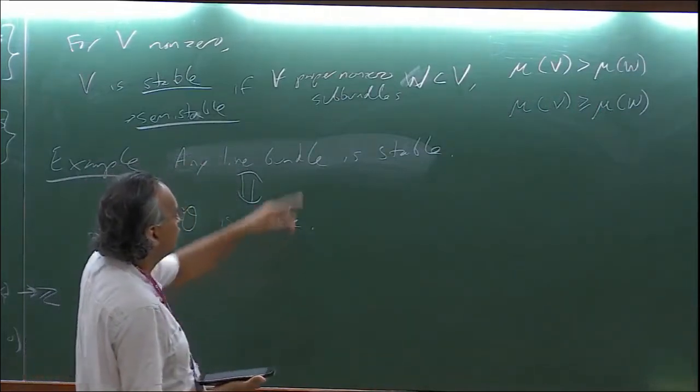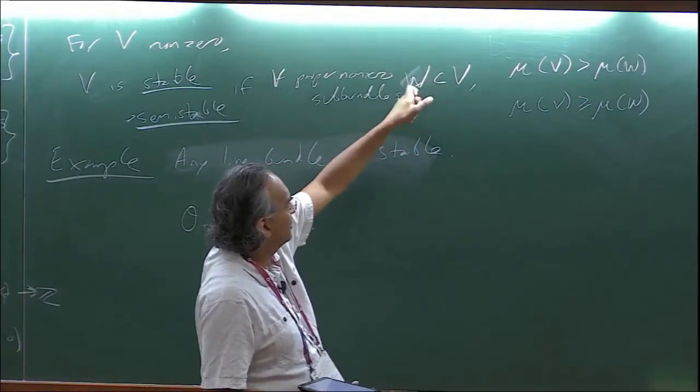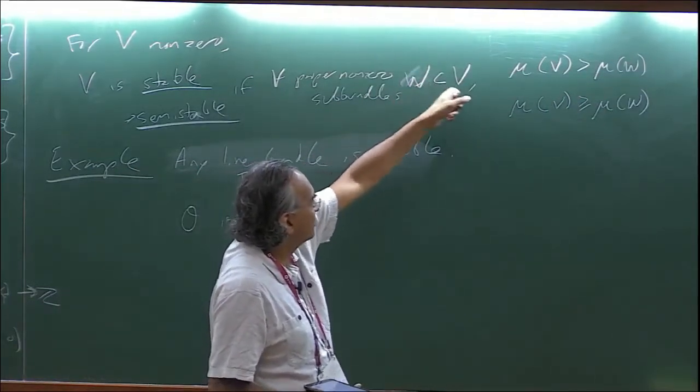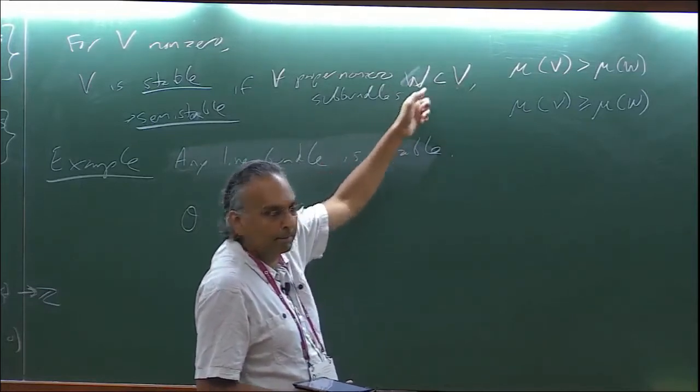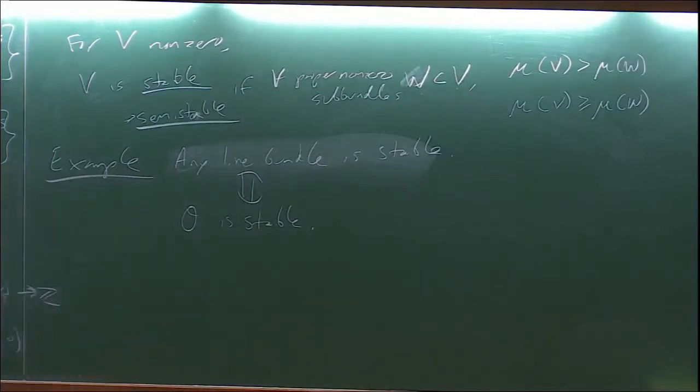Because if you have an inclusion of two line bundles, you can twist by the dual of this one so that you're in the situation where you're just looking at subbundles of O. And then the fact that O is stable essentially is a consequence of this.